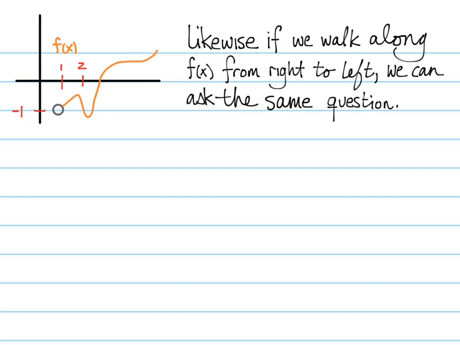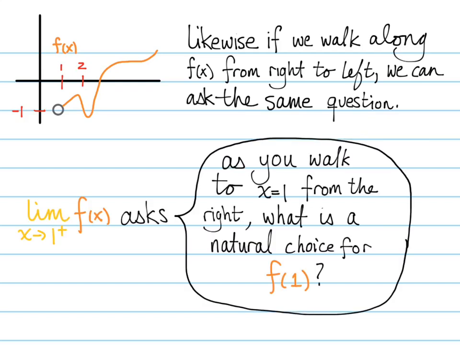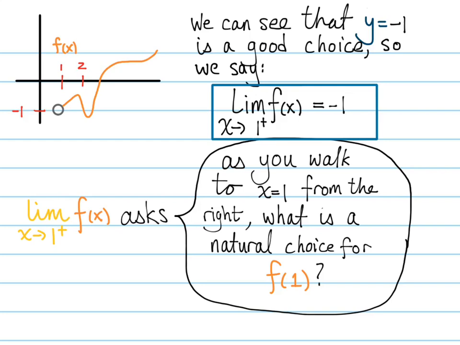Likewise, if we walk along f of x from the right-hand side, going back towards it, we can start to the right of 1 here, and we can move closer and closer to it. We can ask the same sort of question, which is, what is the limit as x approaches 1 from the right of f of x? Which again asks, as you walk towards x equals 1 from the right-hand side, what is a natural choice for f of 1? And you can see that y equals negative 1 is a really good choice here. And so we would say the limit as x approaches 1 from the right of f of x is negative 1.